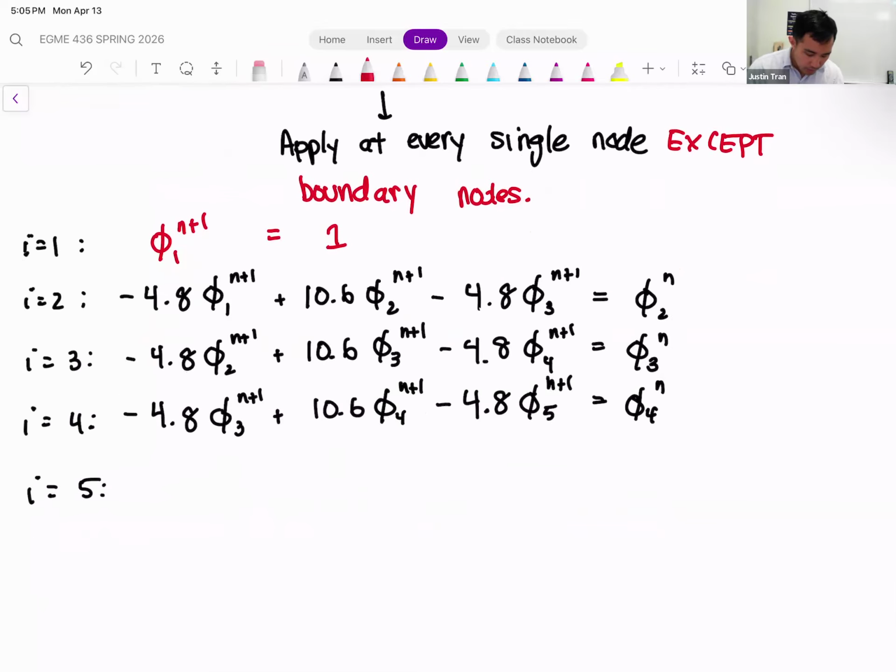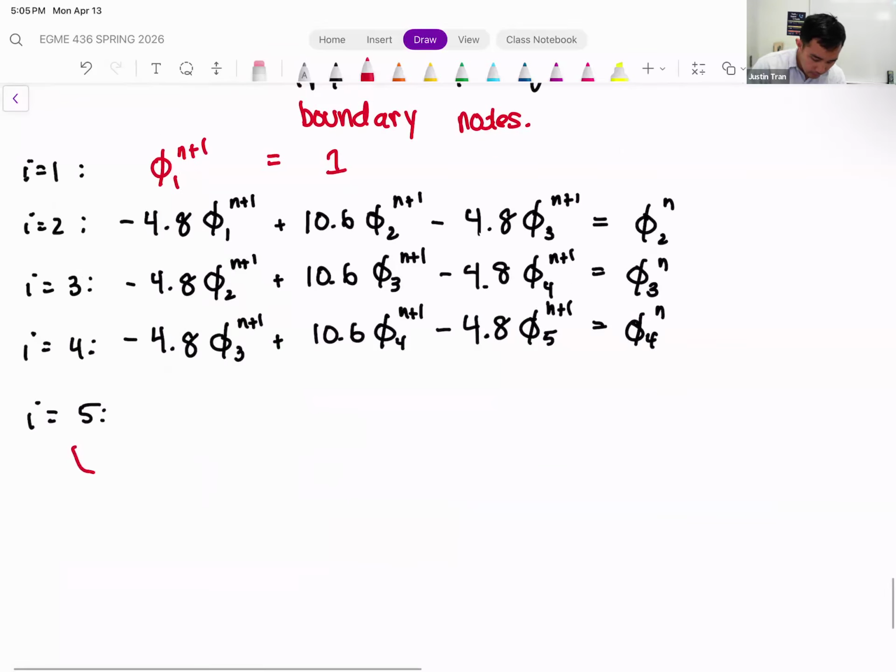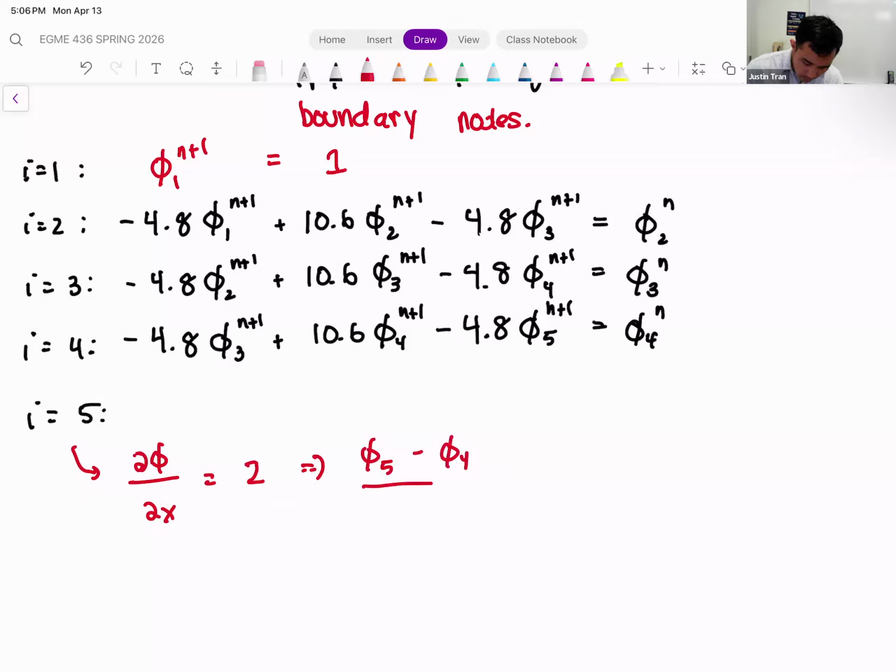Now for the Neumann boundary condition. For the Neumann boundary condition, i is equal to 5. Remember, we have the boundary condition partial phi over partial x is equal to 2. And so we do our finite difference scheme here. We have phi5 minus phi4, all divided by delta x, is equal to 2. So not so different from before.